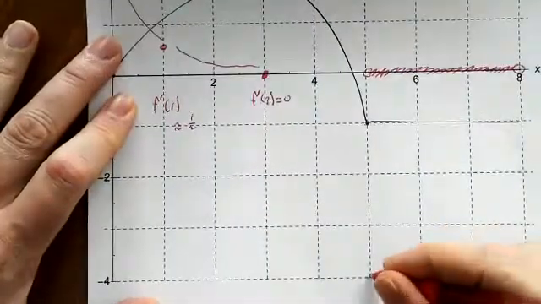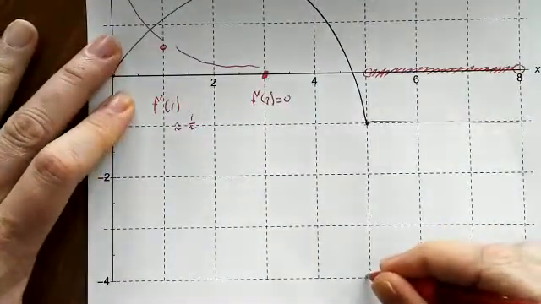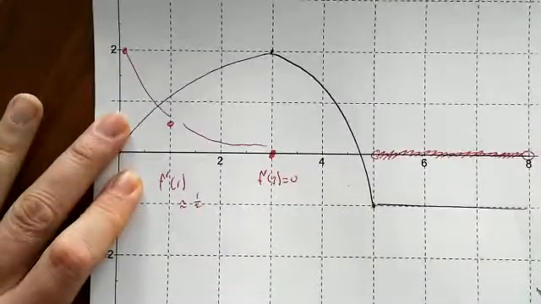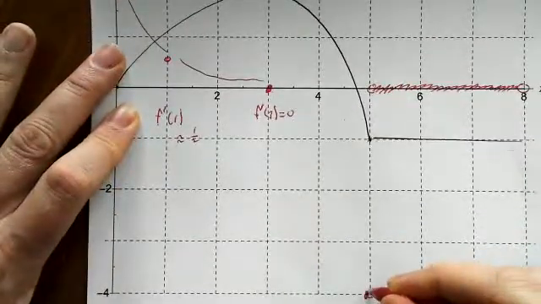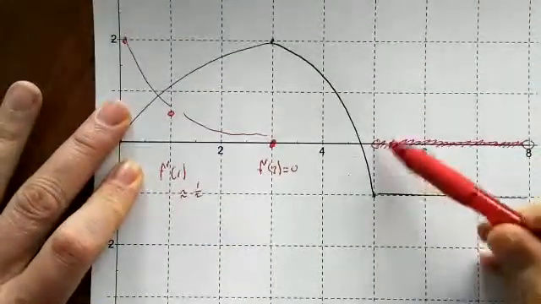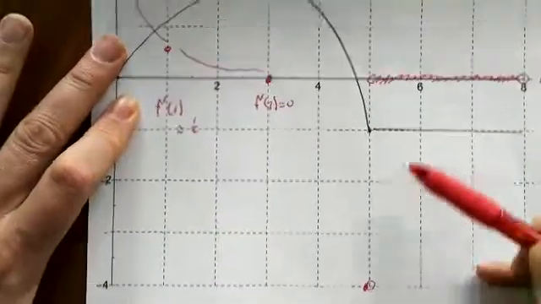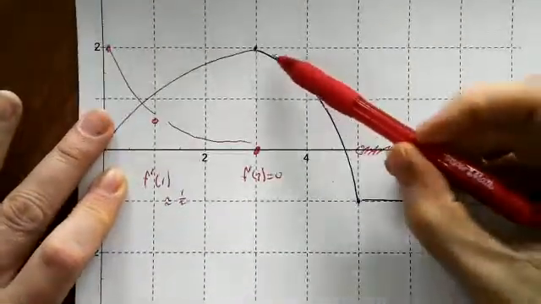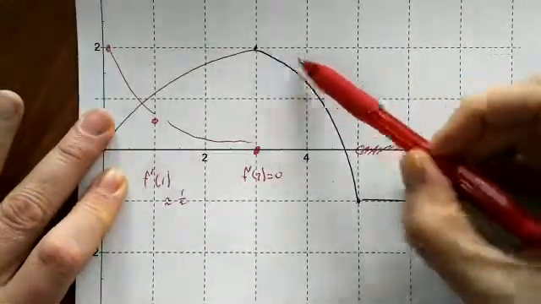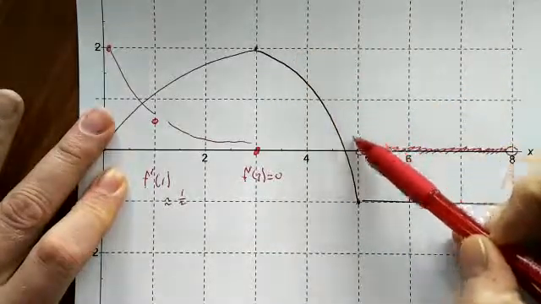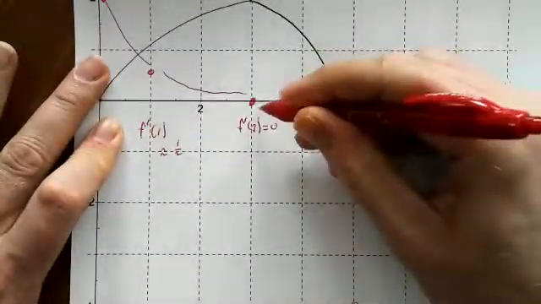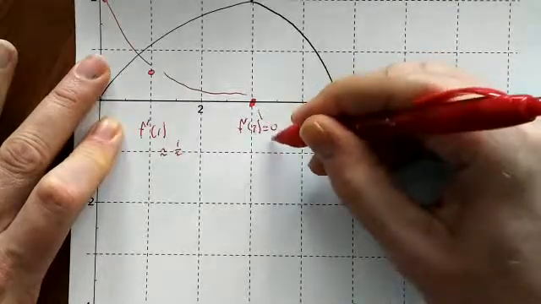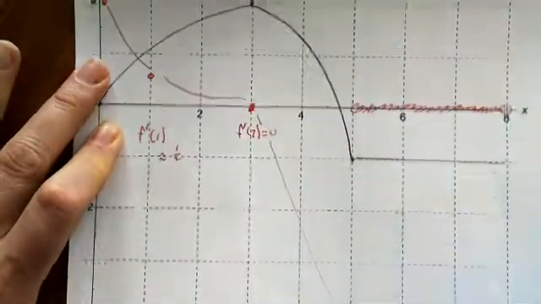So I'll go down here to -4 and maybe put a point right there. This has to be hollow at 5, because the derivative is undefined there because of the cusp. Now the derivative is the slope, and the slope is negative and becoming more negative, which means that the derivative graph is going to be below and be going more below.